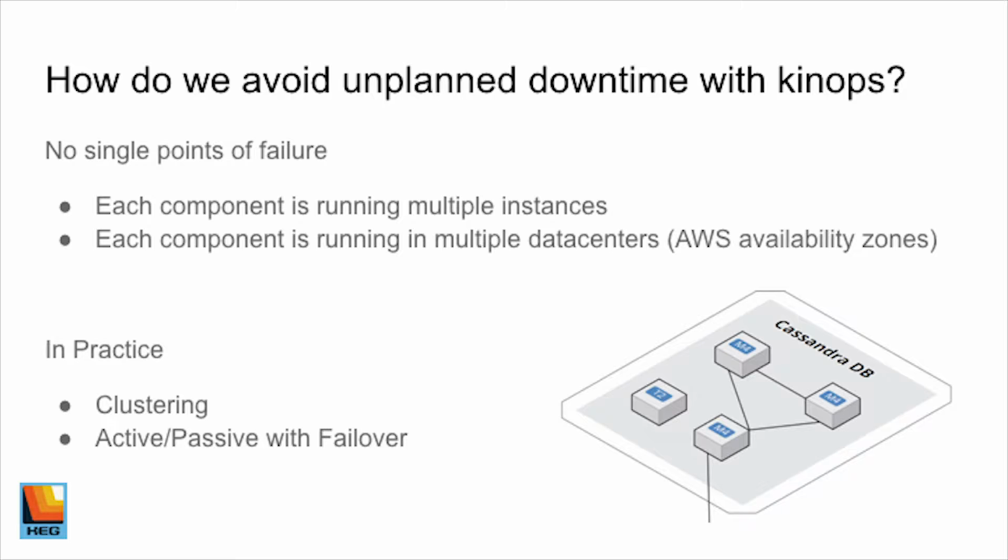So how do we avoid unplanned downtime with KinOps? Really the key to this is no single points of failure. So for our component services, everything is running in multiple instances, and then everything is running in separate data centers, or in AWS it's called an availability zone. That makes sure that if there is a site disaster, you're still going to be able to be serving up your different service components.